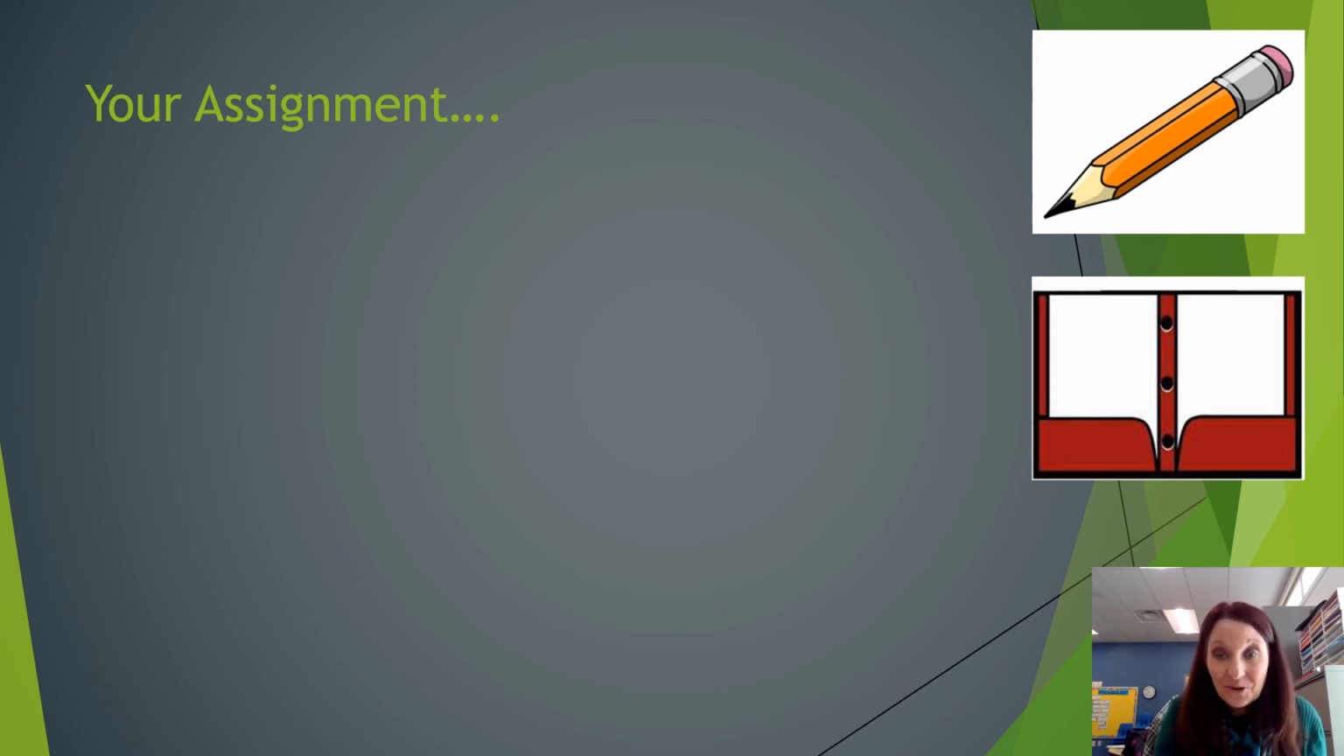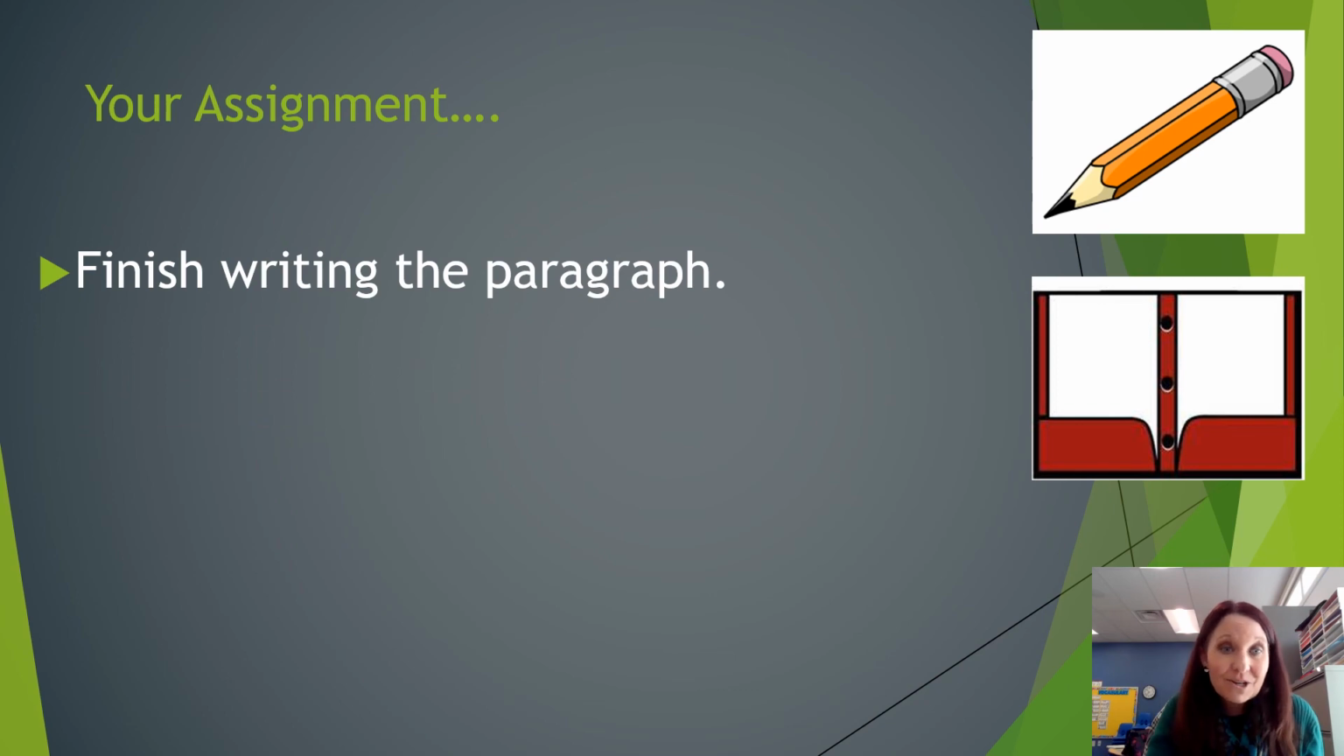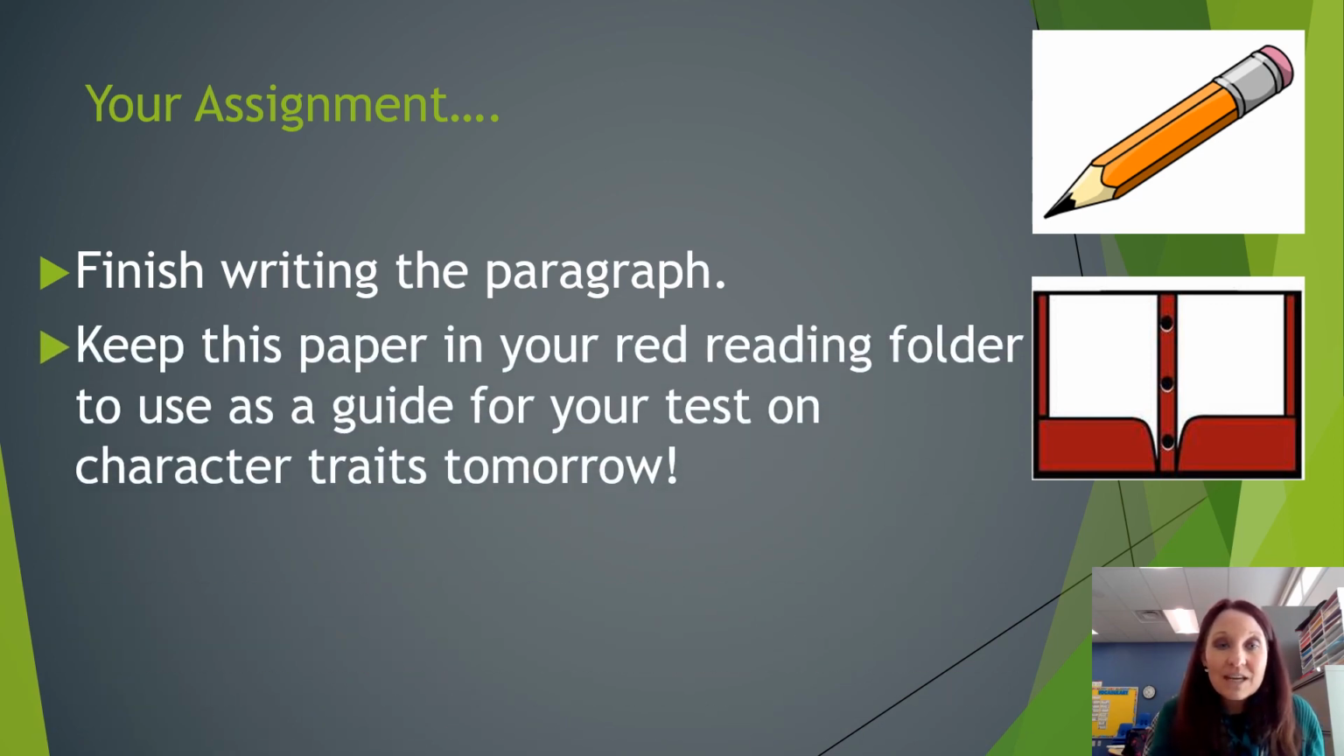All right, boys and girls, so here's your assignment. Again, pretty simple. I want you to finish writing the paragraph that we just did together. If you didn't copy it while we did it together, go back, rewind the video, and finish writing it. If you did it while we were working together, then you're finished. When you're done, I want you to keep the paper in your red reading folder because you're going to use the one from Tuesday and this one for a guide on how to write a paragraph on character traits for your test tomorrow, which is going to be a story about Cleopatra.